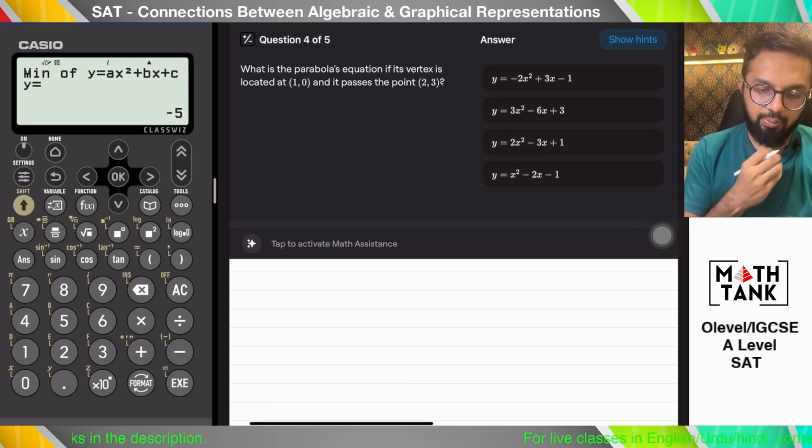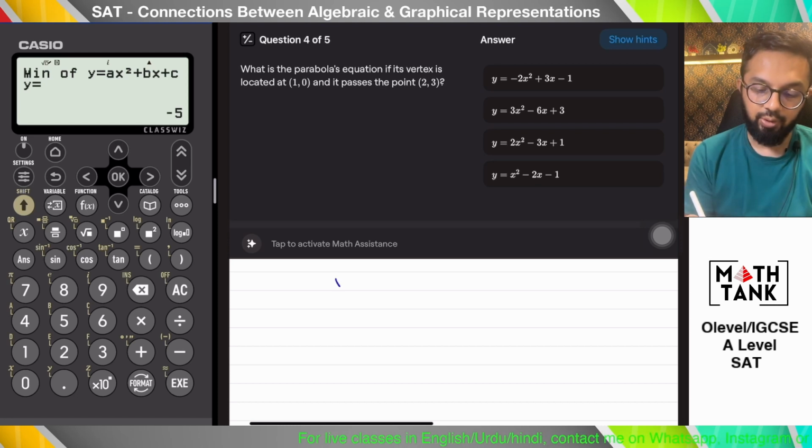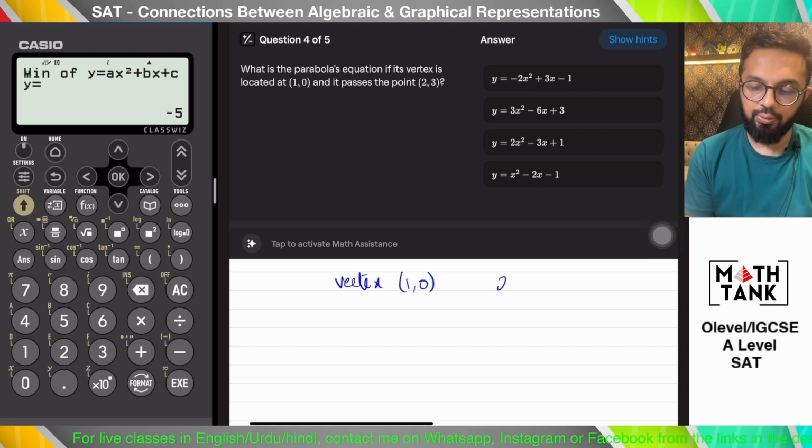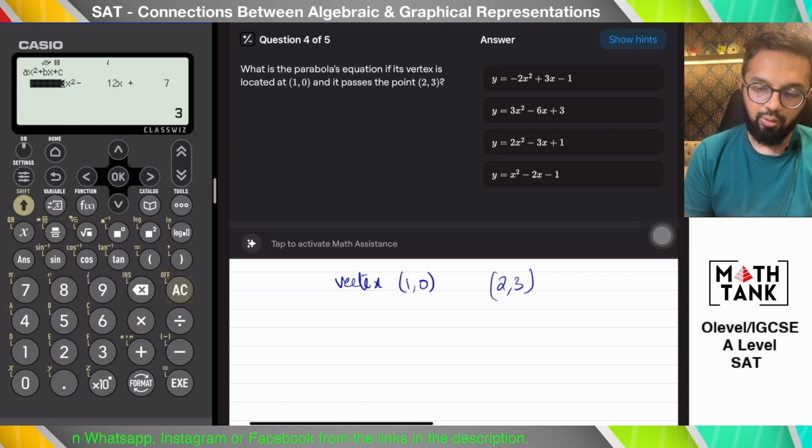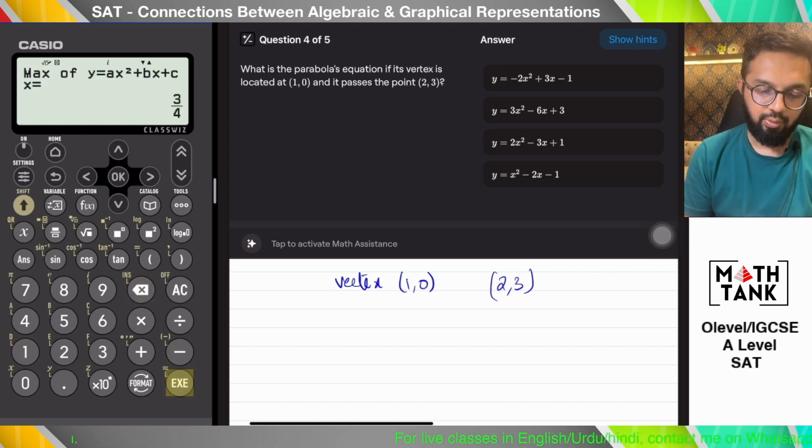What is the parabola's equation if its vertex is located at 1, comma 0? Vertex, okay, turning point, and it passes through the point 2, comma 3. So let's first decide which of these have a vertex at 1, comma 0. So I'm just going to plug in my answer options into my calculator and see which one gives me a vertex at 1 comma 0.